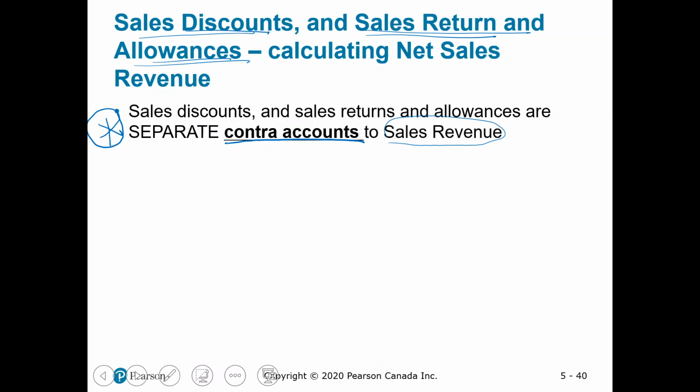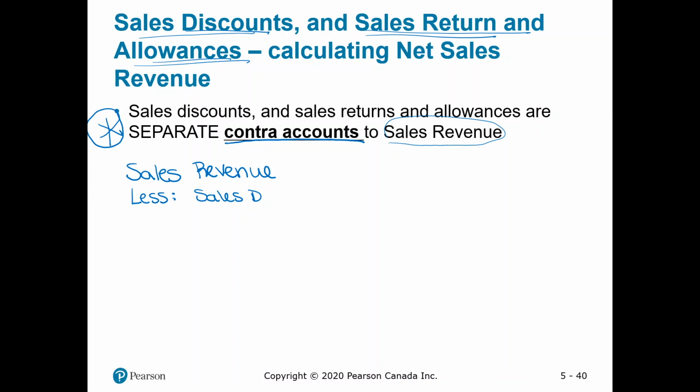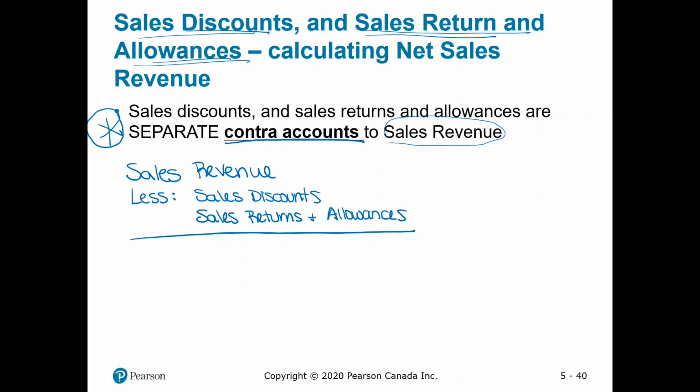So the way that we would see this to calculate net sales is you would have your sales revenue. So this is the amount that's booked at the time the sale actually occurs. And then it would be reduced by the contra accounts, which are sales discounts. And then we combine sales returns and allowances into one account. So you subtract each of those, and that gets you to net sales revenue.